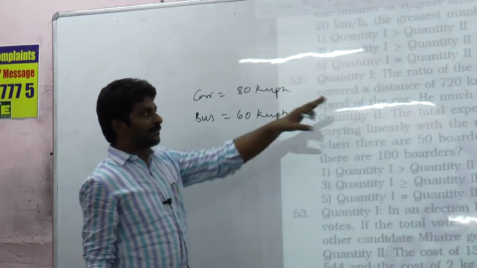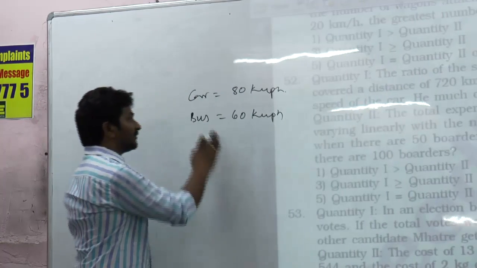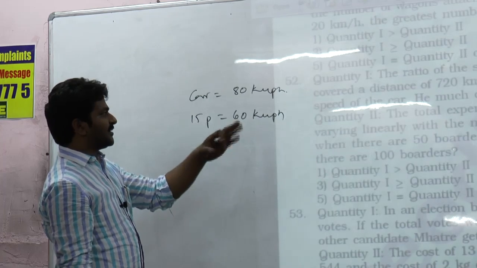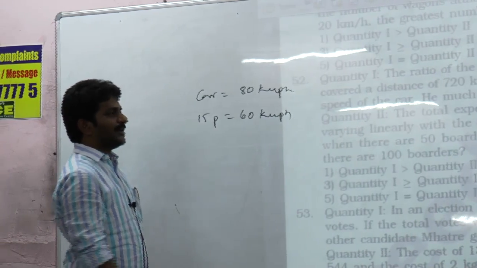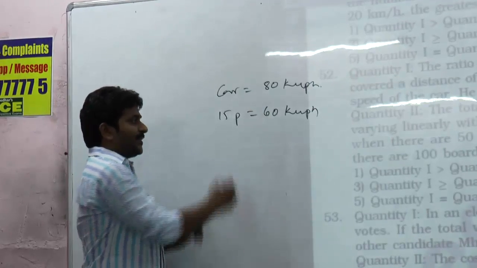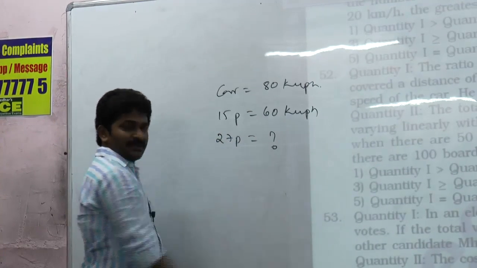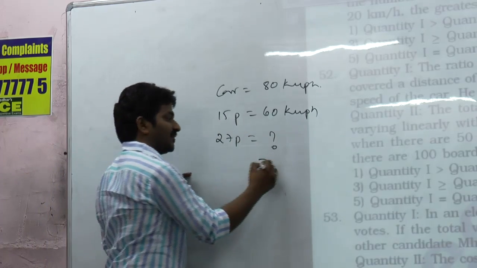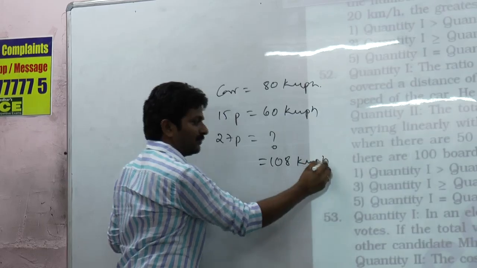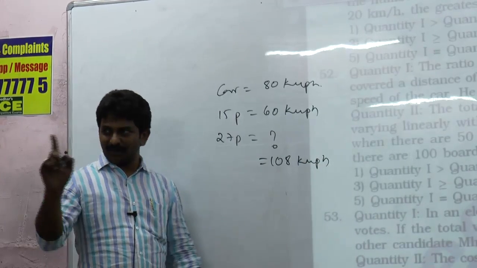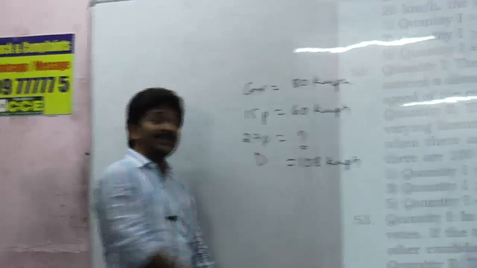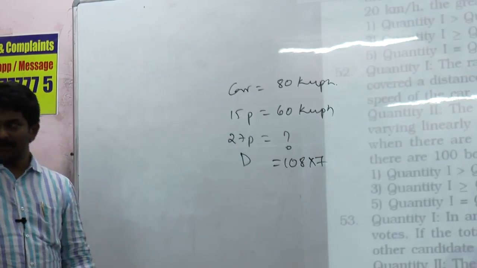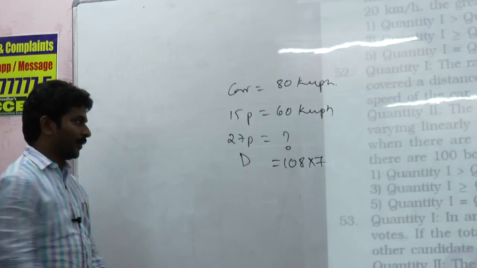In terms of number of parts, bus speed is 15 parts. How much distance will the train cover in 7 hours? Train speed is 27 parts, equal to how much? First of all, let me calculate train speed. 15 4 times, 27 4 times, which is 108 kilometer per hour. So train can cover 108 kilometers in 1 hour. But you're asked about distance covered by train in 7 hours. That is going to be 108 into 7. Keep it aside, don't try to calculate it. This is quantity 1, Q1.